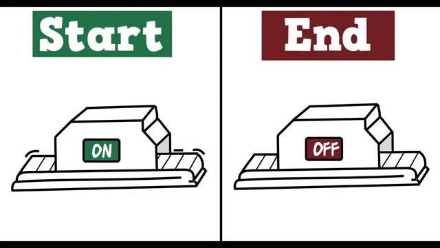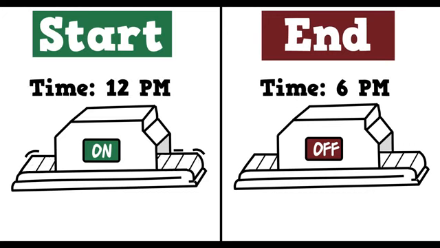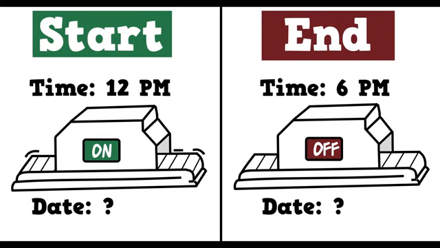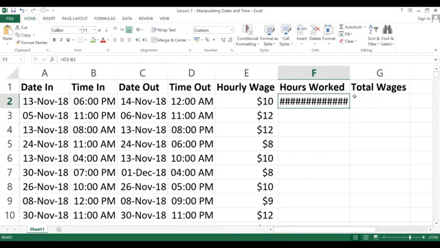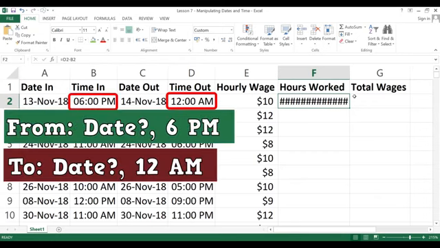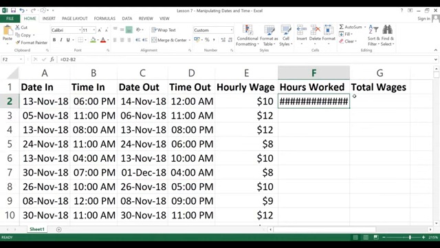If I ask you the total machine hours operated from 12 PM to 6 PM, what would you ask me? You cannot just assume it's done on the same day. The start date and end date would be an important question. The same goes for our scenario. Staff works from 6 PM to 12 AM, but from which date to which date? We need to combine the date and time together and calculate the difference.